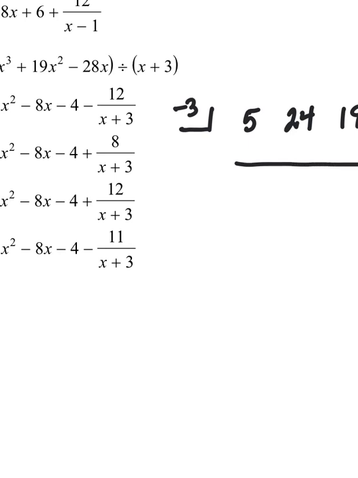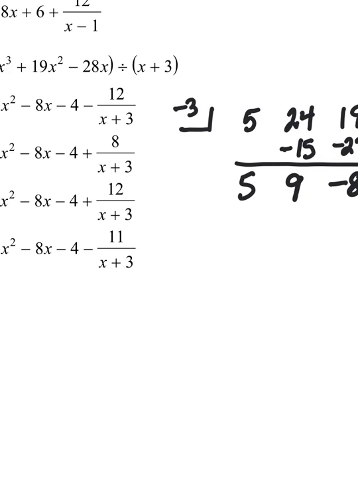Go ahead and bring down the 5. Negative 3 times 5 gives you negative 15. We have 24 minus 15, which is 9. Negative 3 times 9 gives you negative 27. 19 minus 27 is negative 8. Negative 3 times negative 8 is 24.